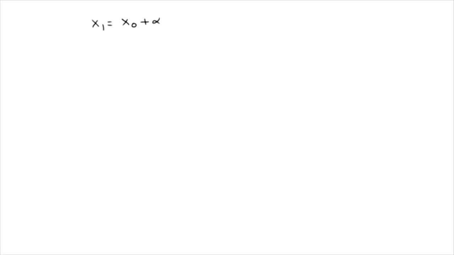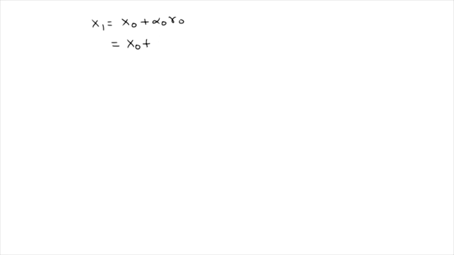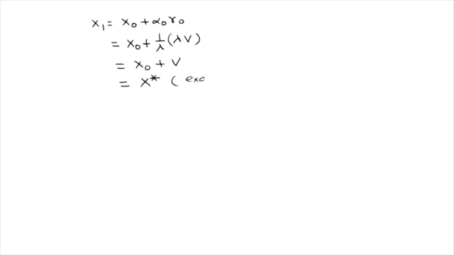Now, calculate x 1. So, x 1 will become x 0 plus alpha 0 r 0. And what is my claim? My claim is that the steepest descent method will converge in just one iteration. So, this x 1 should be equal to the exact solution, which is x star in our case. So, it will be x 0 plus alpha 0, which is 1 upon lambda, and r 0 is lambda into v. So, this comes out to be x 0 plus v, and x 0 plus v is nothing but x star, because x 0 is x star minus v, and x star is the exact solution of Ax equals to b.